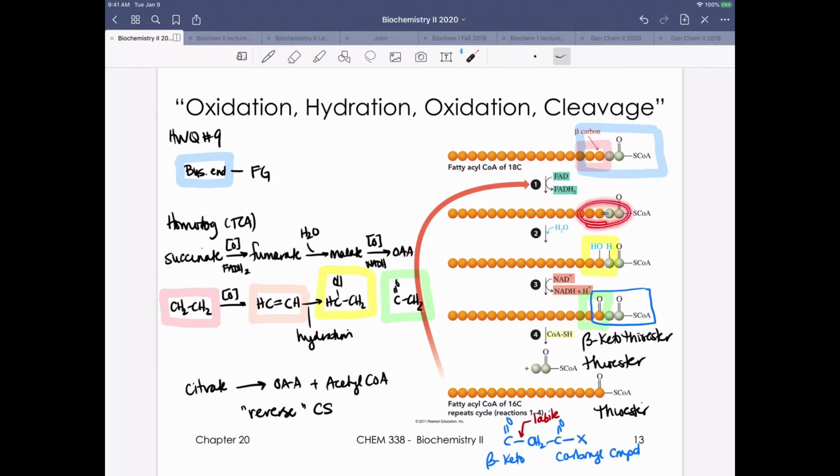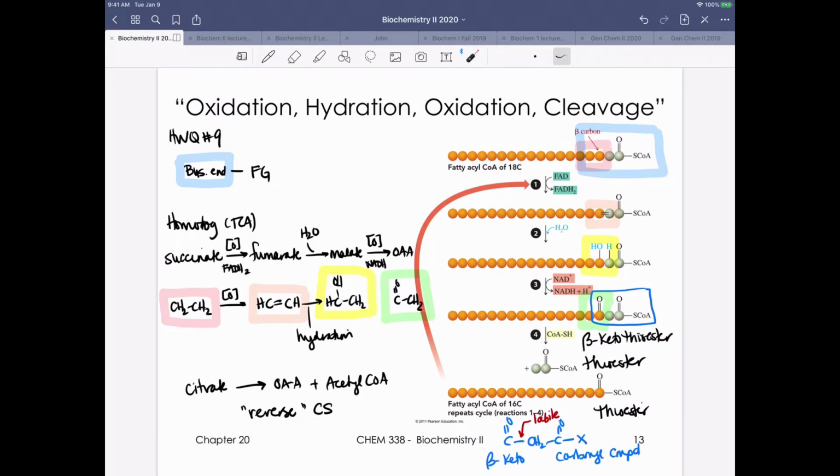Next step is we're going to hydrate our alkene and we're going to make an alcohol. So again, alkene to alcohol was what we saw when we converted fumarate to malate. So water is an important cofactor that we need to have there, and we generate an alcohol. Now the last step here is we've got oxidation of our alcohol group to a ketone. That type of oxidation chemistry we see with NAD+ being reduced to NADH. At the end of this point, we have a beta keto thioester.